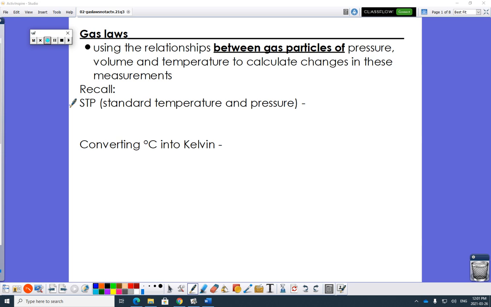So from the first note, STP is standard temperature and pressure. So sometimes the question will just say a sample of gas is at STP. They don't say what STP is. So you do need to reference the first note for this unit. So standard temperature is 0 degrees Celsius and standard pressure is 101.3 kPa.